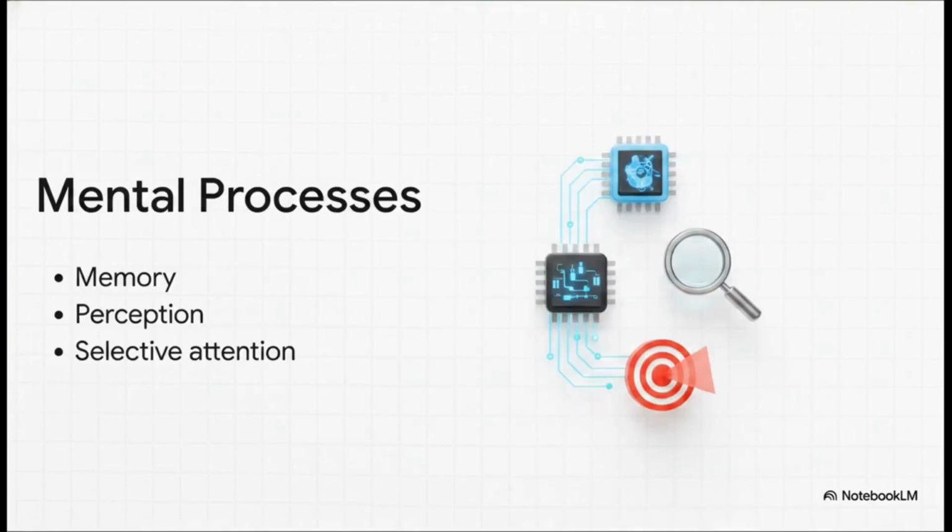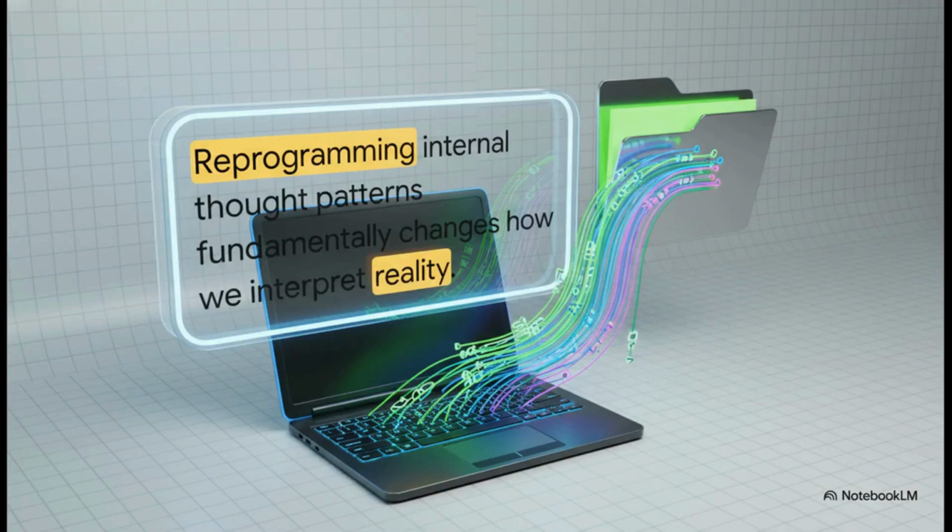Let's see how this builds into actionable change. Here are the specific internal mental processes that dictate our behaviors: memory, perception, and selective attention. These are the actual components of your mind that you can tweak. You can choose to shift your selective attention to completely different aspects of your environment. You can work to reframe your perception of an event. By consciously changing how you direct these three elements, you are actively changing your thought patterns. You're updating your schemas.